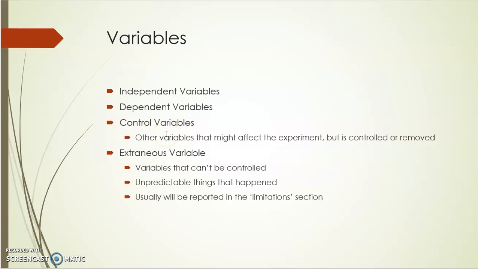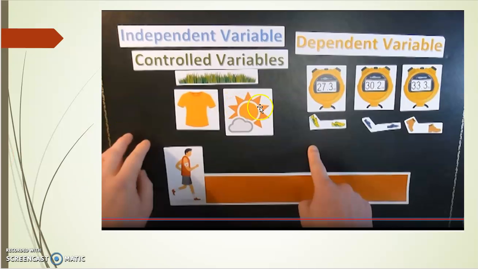A control variable is some other thing or other variable that might affect the experiment, but it is controlled or removed. Apart from the types of shoes worn by the runner, which is the independent variable tested in this experiment, other variables can also affect the speed of running. For example, the weather, the outfit that is worn, and the type of track that the runner is running on. All this can also affect the dependent variable, or the measurement of the speed.